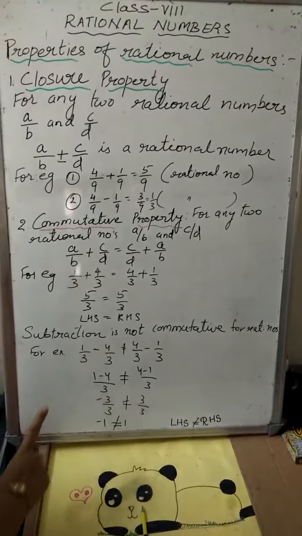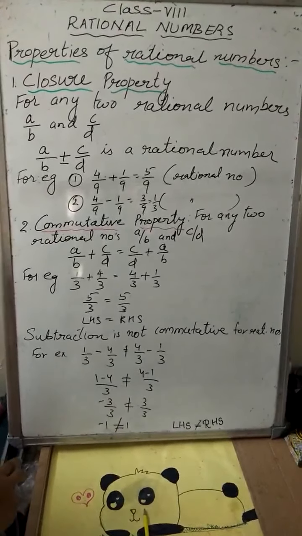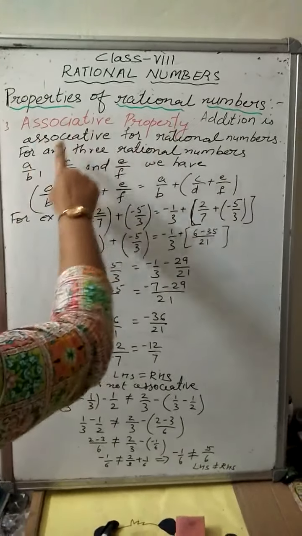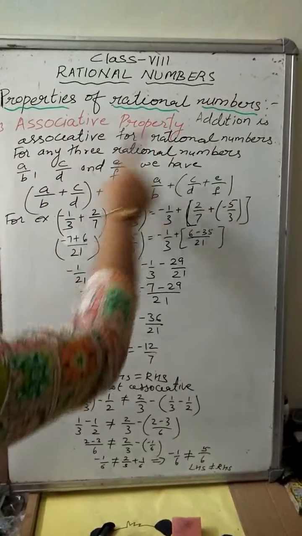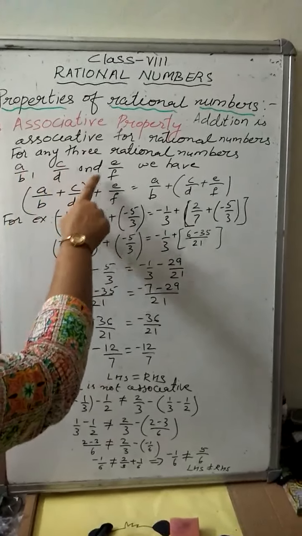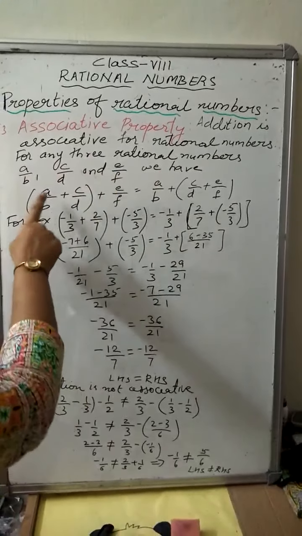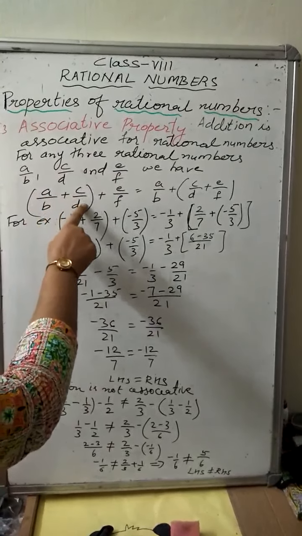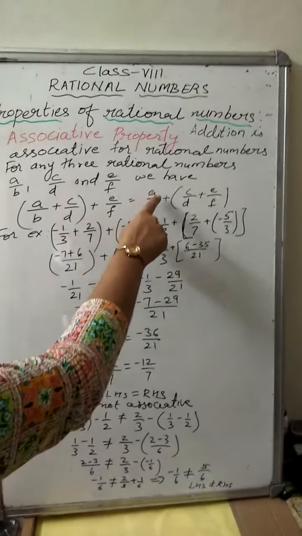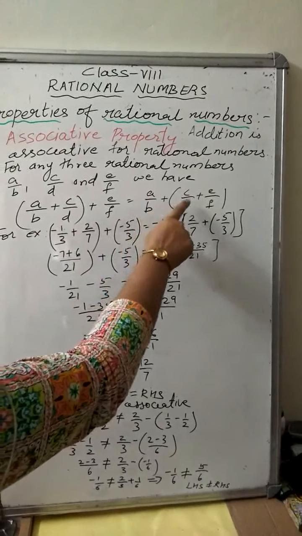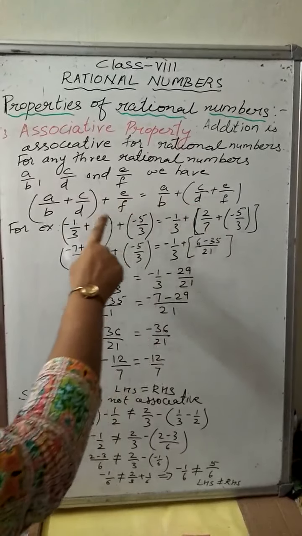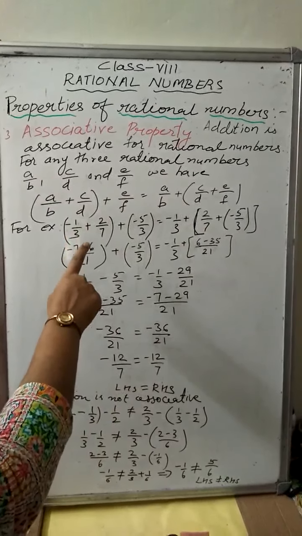Next, we are going to study associative property. Addition is associative for rational numbers. For any three rational numbers, a by b, c by d and e by f, we have a by b plus c by d in bracket, plus e by f, that is equal to a by b plus, in bracket, c by d plus e by f. So this mathematical statement we are going to prove by taking an example.